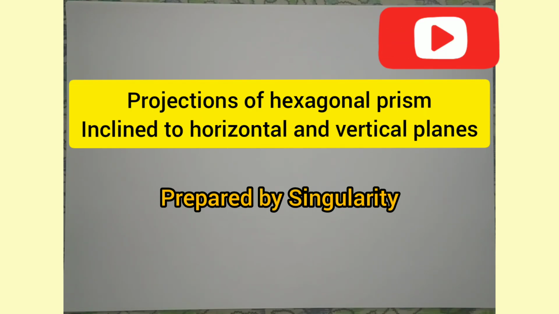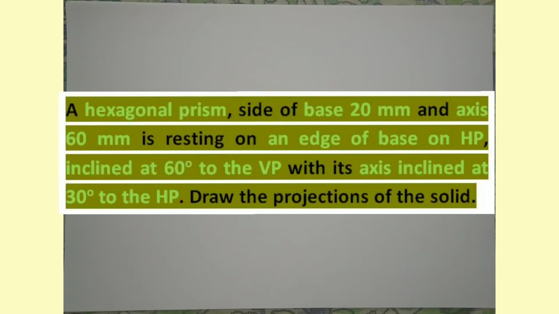Hi all, in this video we are going to discuss how to draw the projections of a hexagonal prism which is inclined to both vertical and horizontal planes. I will read the question. A hexagonal prism, side of base 20 mm and axis 60 mm, is resting on an edge of base on the HP, inclined at 60 degree to the VP, with its axis inclined at 30 degree to the HP. Draw the projections of the solid.